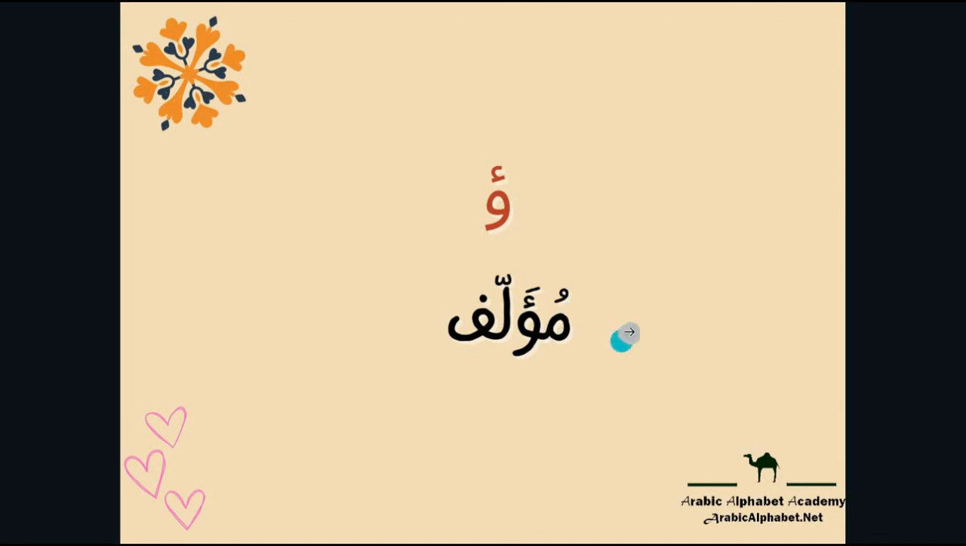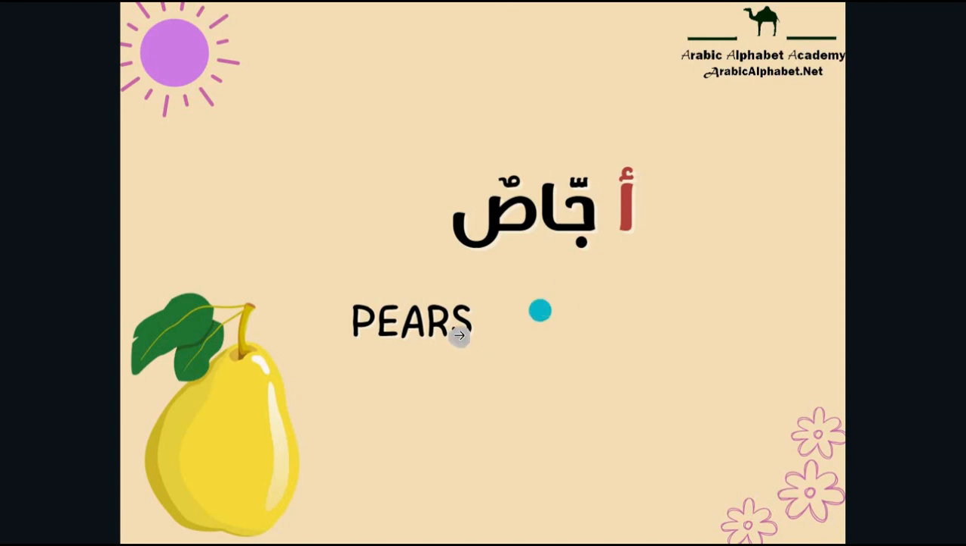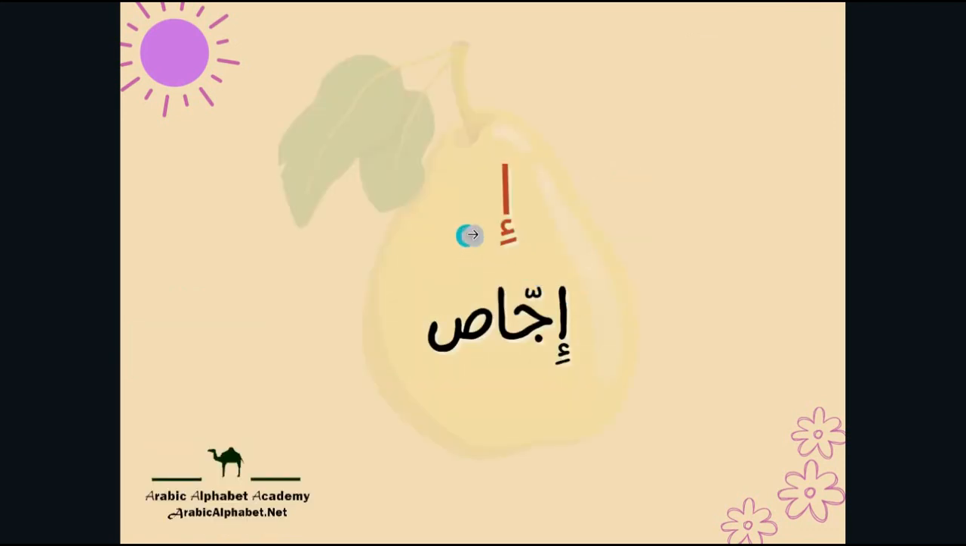Let's see the next word. This is fun, right? Yeah, I think it's fun. So we have here peers. It means in Arabic, ijasun. What is the right form? This is it. Do you remember when we said that when the Hamza has Kasra, the Hamza will be under the Alif? This is one example.